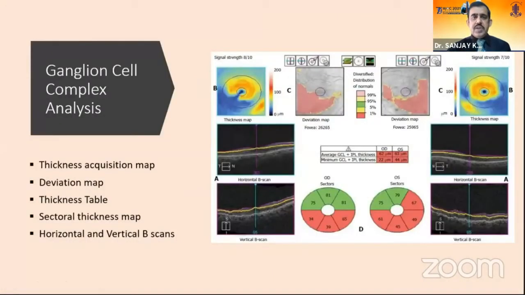This is a Cirrus printout of the ganglion cell complex analysis. We have a thickness acquisition map. The warmer colors are thicker, and we have a scale over here. Then we have the deviation map, the thickness table, and the sectoral thickness map, which are matched with the normative database and color coded. We should also see the horizontal and the vertical tomograms to see whether the segmentation has been done properly or not.